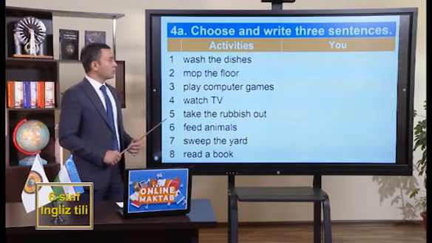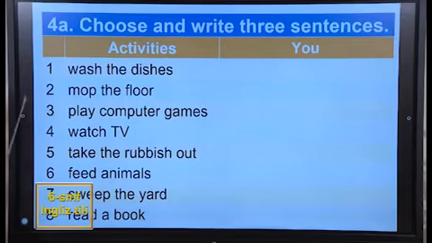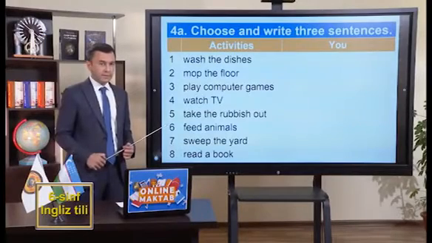And you should write them in the sentences. Let's read the activities first and then we can write the sentences. Wash the dishes. Did you mop the floor? Did you play computer games? What about watching TV? Did you watch TV?